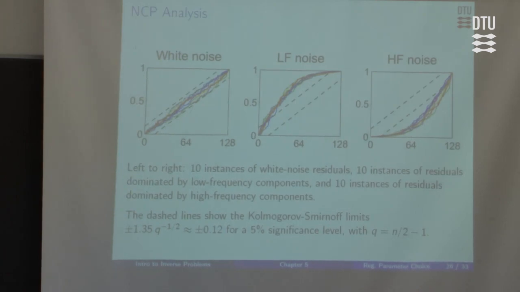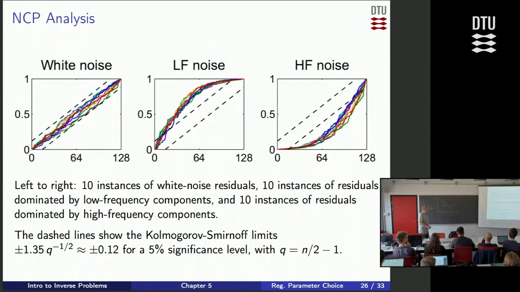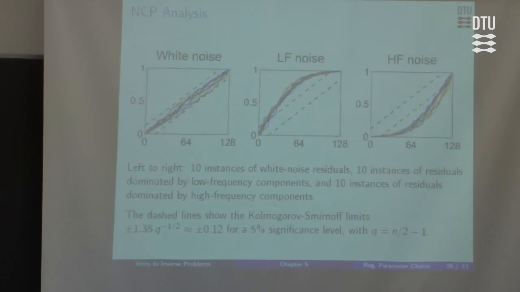Another thing, so the Ncp vector here, if that is kind of like a straight line, it's because the residual is white.